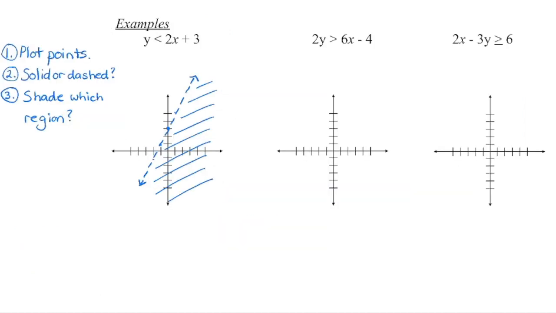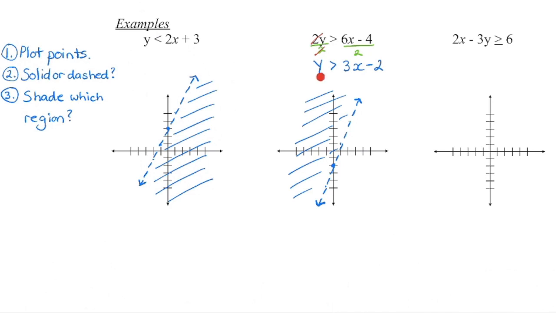Let's try another one here. Again, I can see that I have a linear equation in two variables. I first want to get it into y equals form so that I can easily graph it. So let's divide out that coefficient of 2 from each side. When I do that, 6x divided by 2 is 3x, and -4 divided by 2 is -2. So now I can plot that y-intercept of -2 and use the slope to get that line.